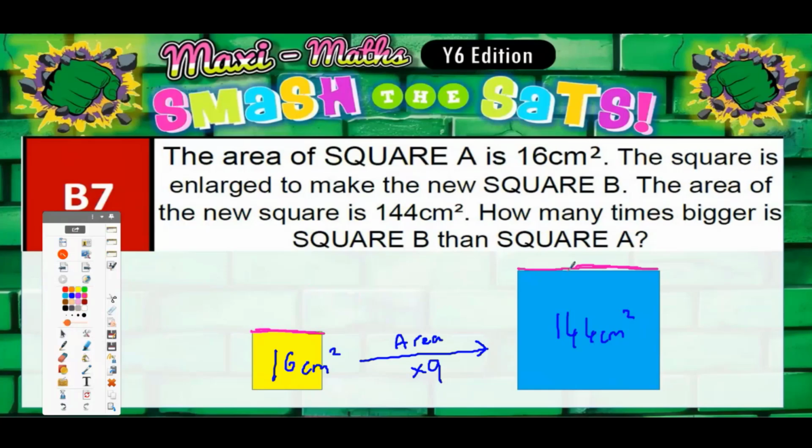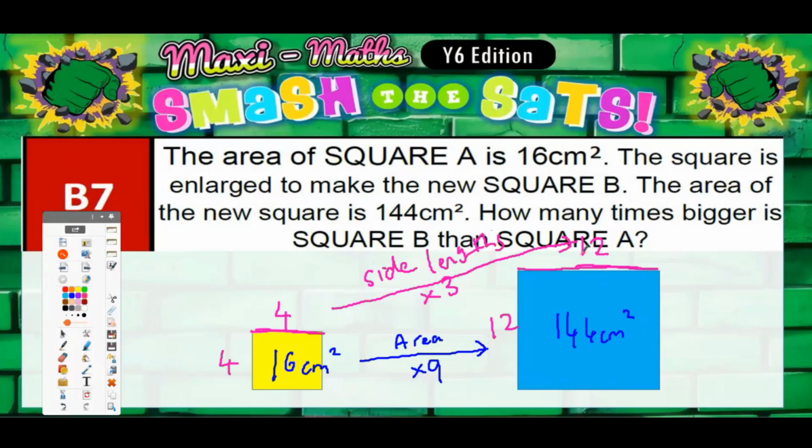That's not going to be 9 times bigger, because if it's a square of 16 area, then it's got to be a 4 by 4 square, because 4 times 4, length times width, gives you 16. If it's a square of 144 area, it's got to be 12 by 12, because 12 times 12 gives you 144. Comparing the two side lengths, you'll realize that it's not 9 times bigger. It's actually only 3 times bigger, because 4 times 3 gives you 12.